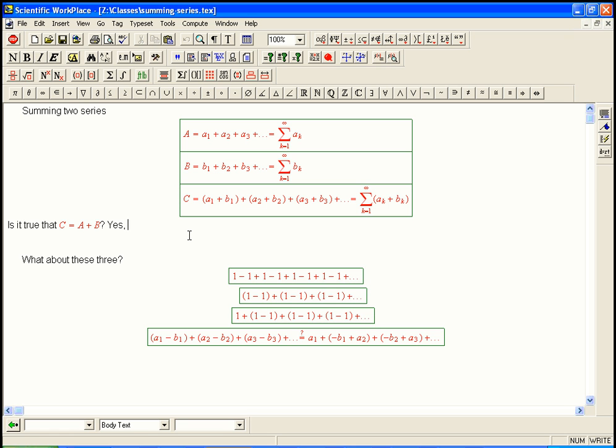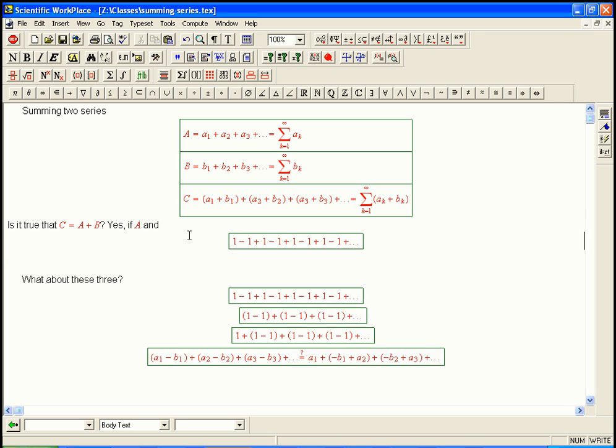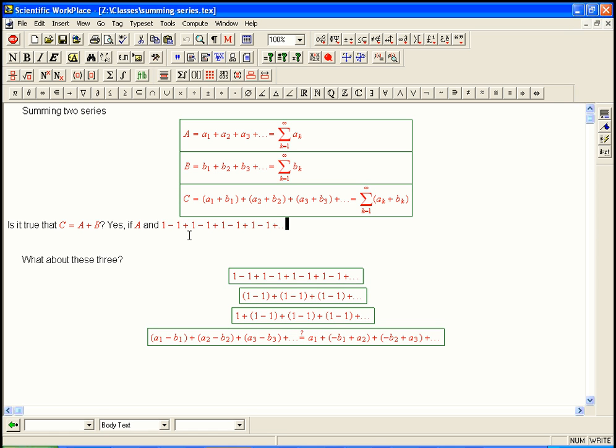And the answer is yes, if A and B both exist. If these limits actually do exist, then yes, we can sum them up. And we use that all the time, especially when we look at power series and things like that. So what's the proof of that? Just real quick, it's in the text.